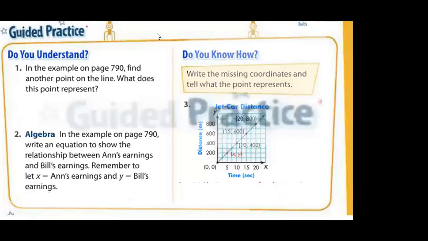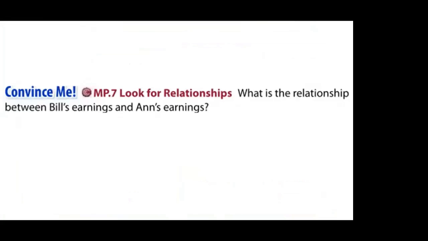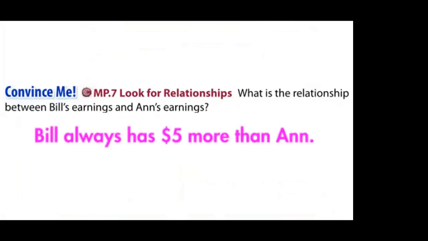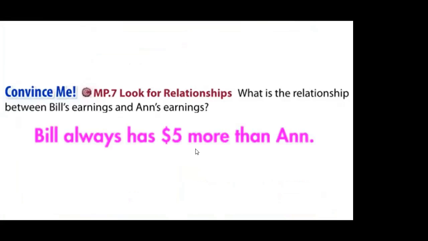I don't understand it. Can you read it, please? What is the relationship between Bill's earnings and Ann's earnings? Can you tell me the relationship? It's easy, my dear. Someone earns $5 more than the other one. We said from the first that Bill always has $5 more than Ann. This is the relationship. What is your confusion here, Tahir? I don't understand how he gets more than Ann.